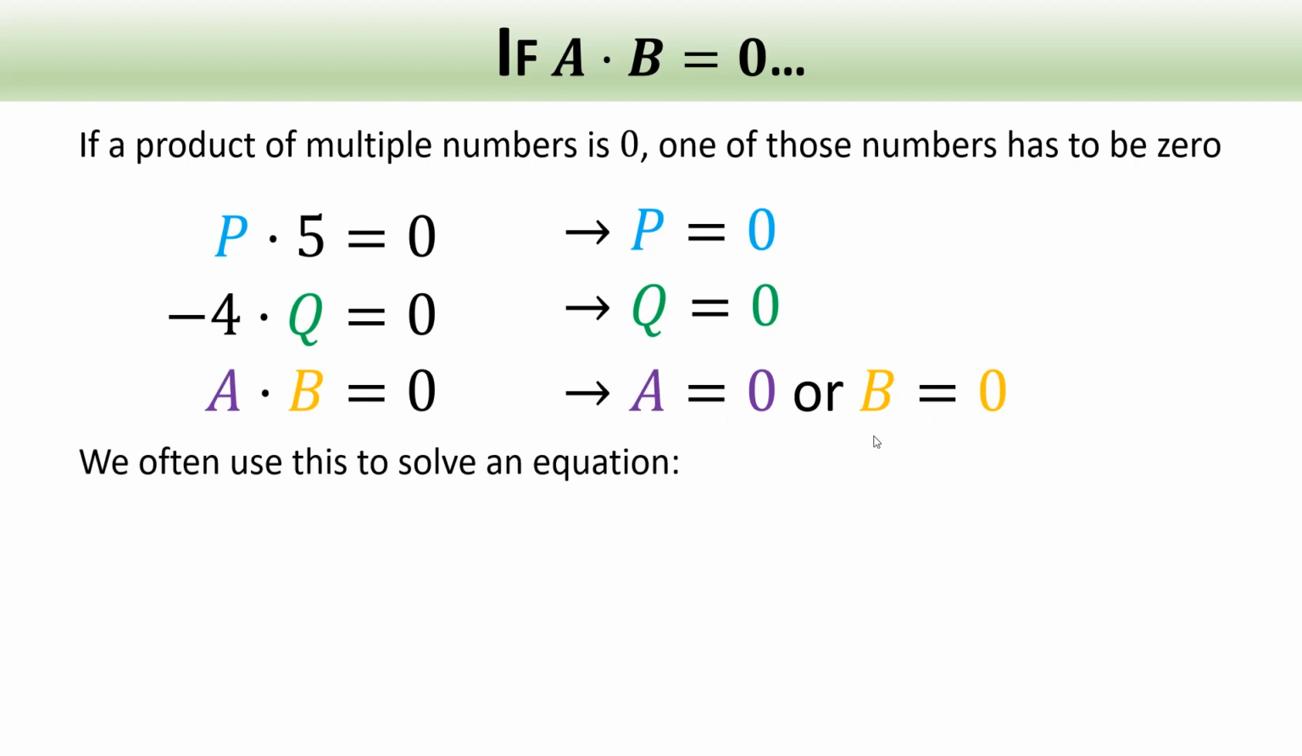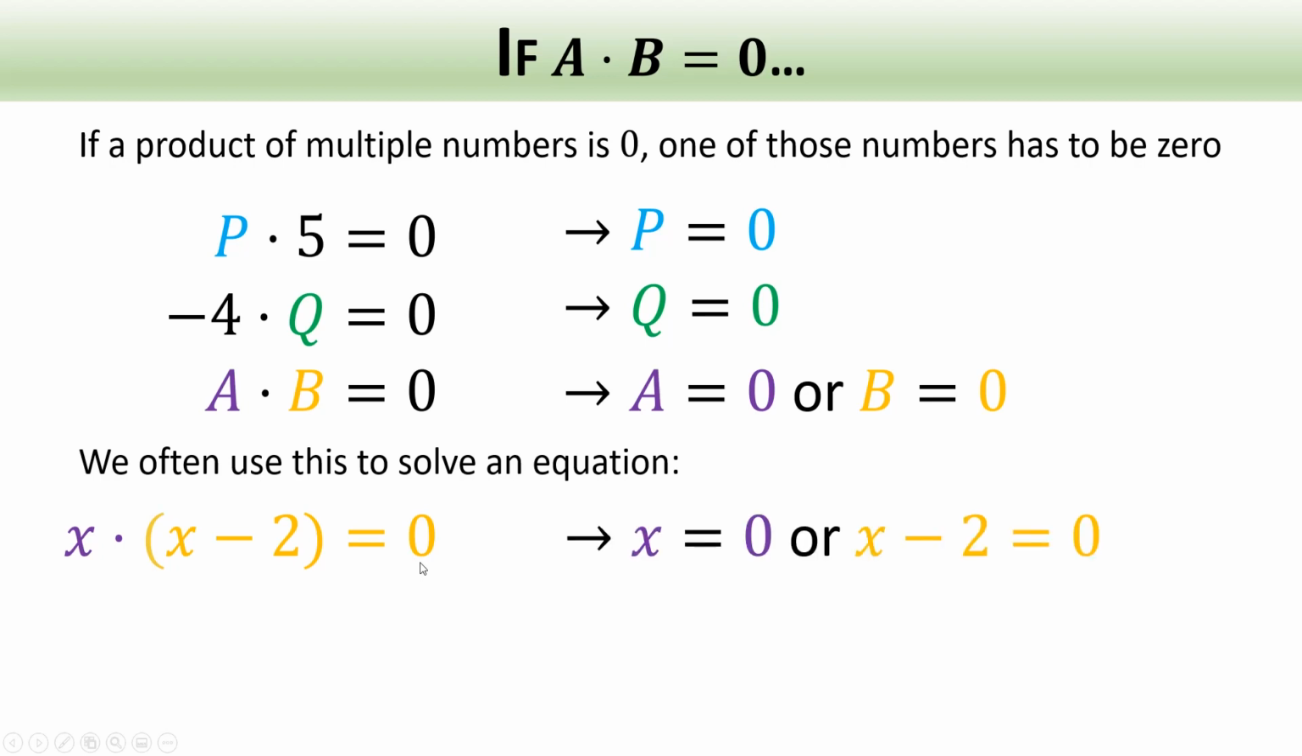Now, instead of a and b, we could have used more complicated factors. For instance, I could tell you that x multiplied by the factor x minus 2 equals 0. Now, what can we conclude? Again, we have a multiplication of two factors, x and x minus 2. The result is 0, so at least one of these two factors has got to be 0. So my conclusion is x must be 0 or x minus 2 must be 0.